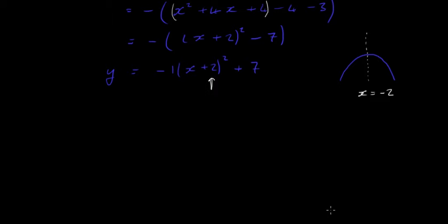The other thing we can read off from this version of our quadratic is this number here, and this number here will give us the coordinates of this point here, the vertex of our graph. It'll give us the coordinates of that, and the coordinates will be, obviously our x will be minus 2, so we need to put in a minus 2 here, and the y will be 7. So the coordinates of this point here will be minus 2, 7.